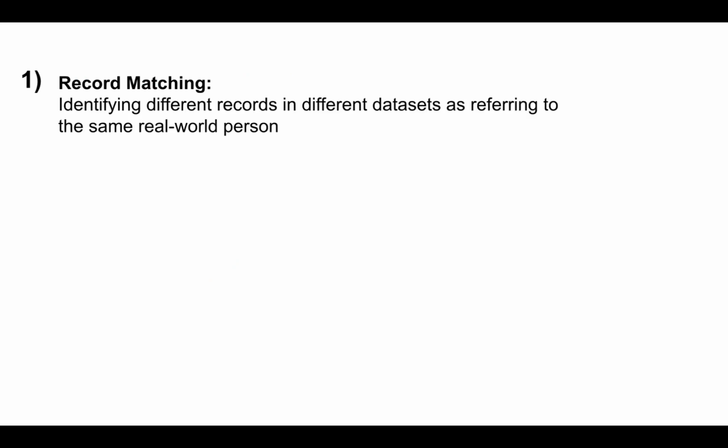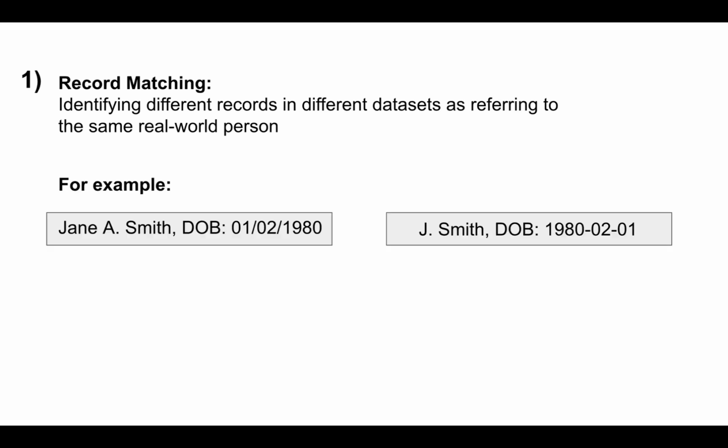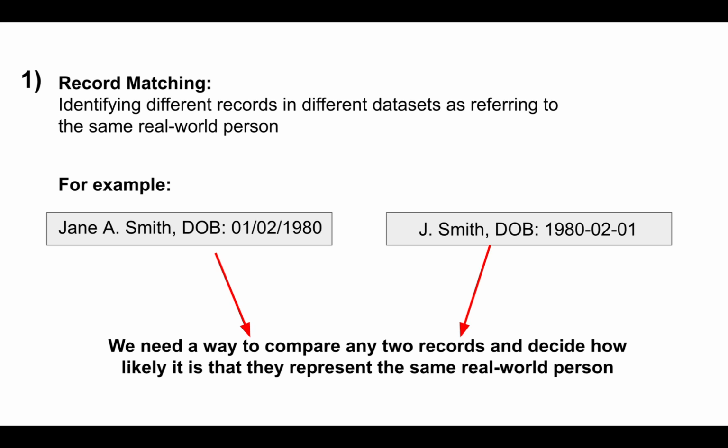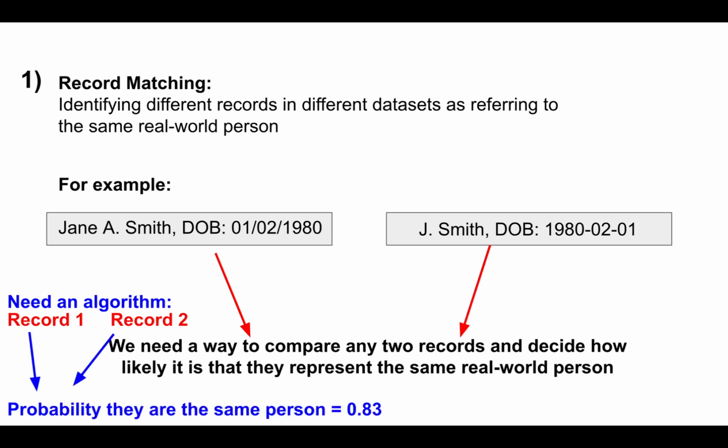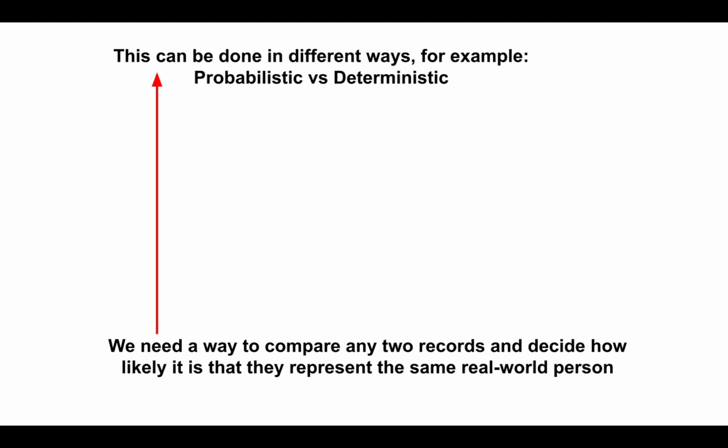First of all, we need to do record matching. So this means identifying different records in different data sets as referring to the same person. So for example, here are two records. We need to be able to compare them using the demographic features available for those two records and determine whether or not they correspond to the same person. So really all we need is an algorithm that takes two records as input and spits out the probability that they represent the same person. So this is just a pairwise comparison of records. And this can be done in different ways. You can do it with probabilistic techniques or deterministic rules.